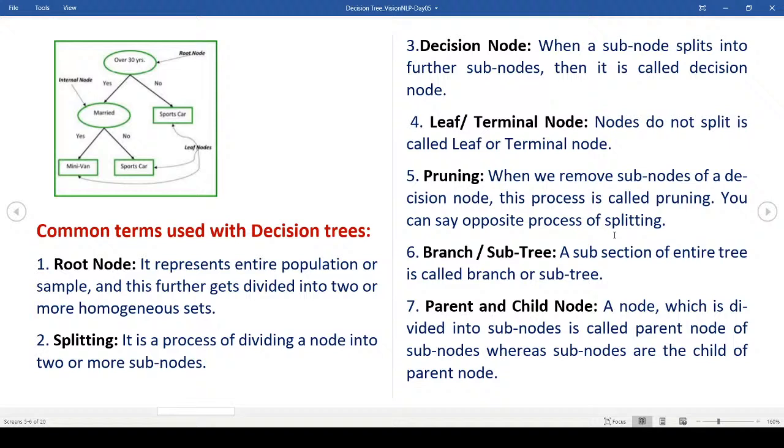The fewer splits you have, suppose if you do not split further and just stop here, because the tree can be endless, it can go to 2 subnodes, 3 subnodes, or maybe 4 subnodes. So the fewer subnodes you have, the more accuracy you will have.